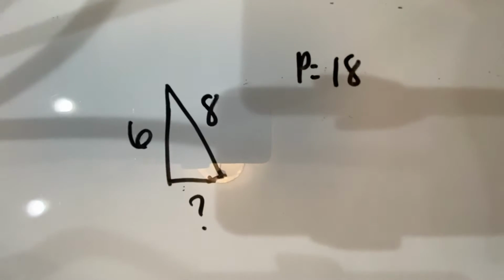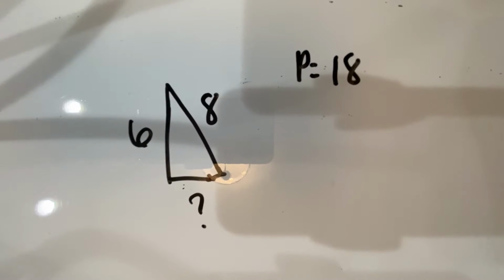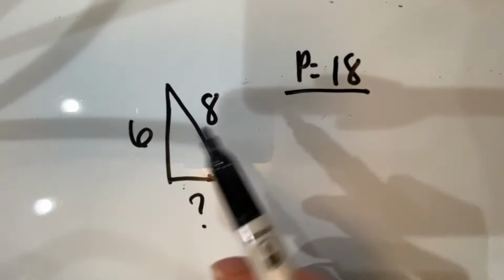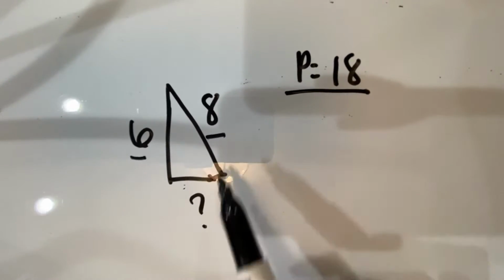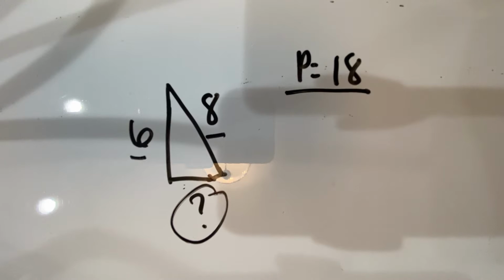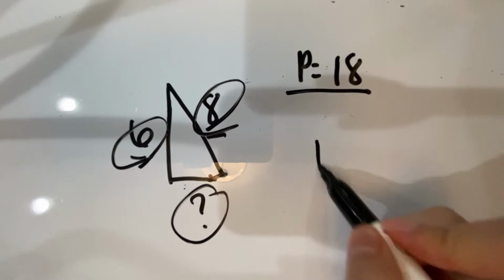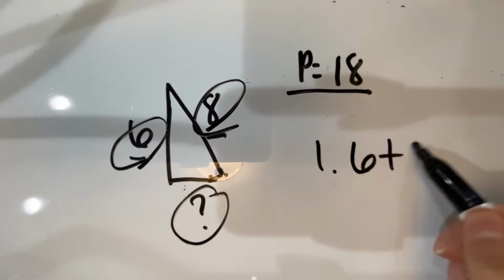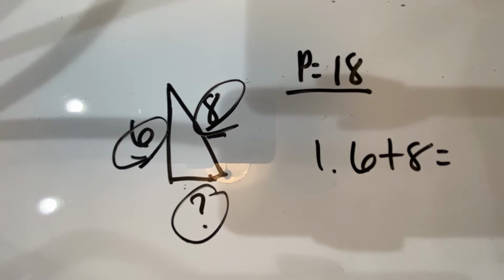All right, here's an example. So we have a perimeter of 18. We have side lengths of 6 and 8, and we're looking for our missing side length. Remember that the first step we do is add the sides that you know. So we know 6 and 8. So step 1, we are going to add these together.